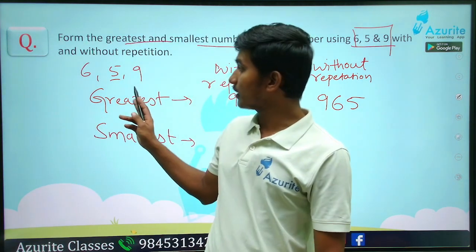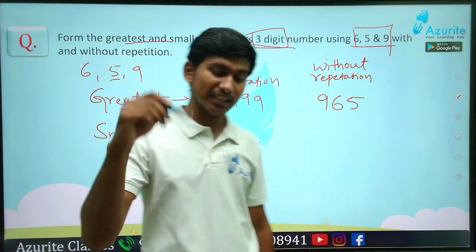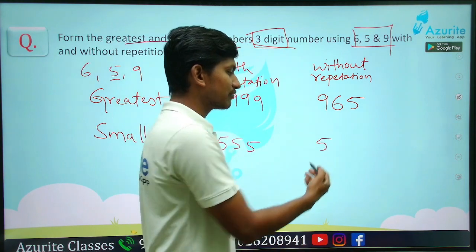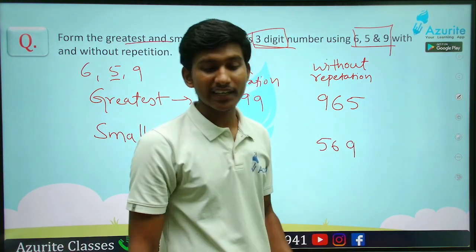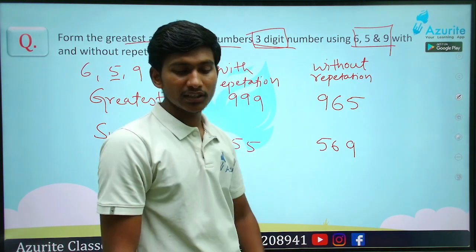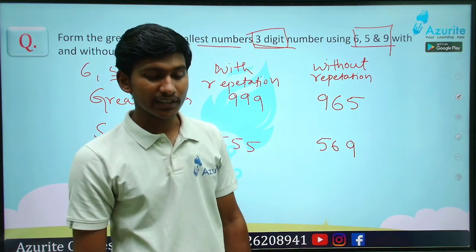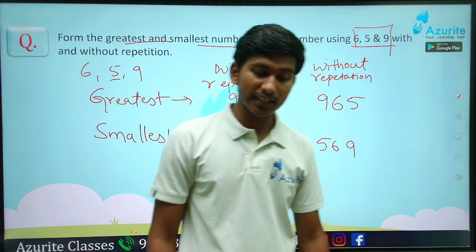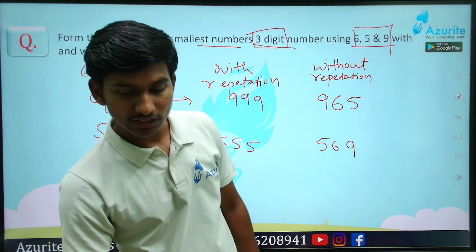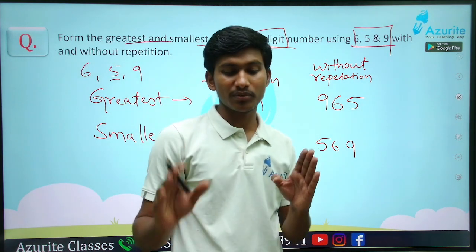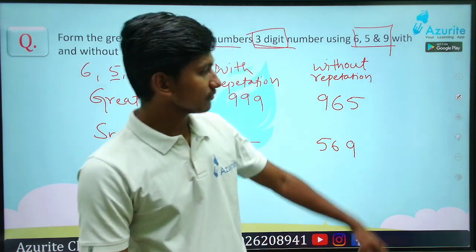So which will be the number? 5 is the first, that is the smaller one. After that which is the next smaller? 6 and then 9. 569 will be without repetition. Got it? Any doubt now? So this is how you have to do. Will everyone do this type of question?